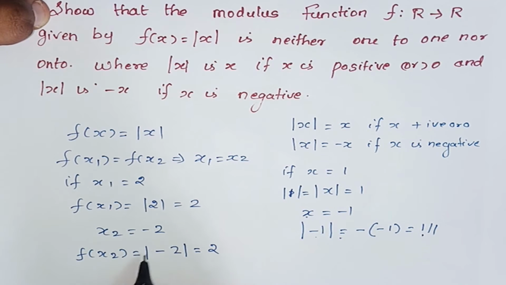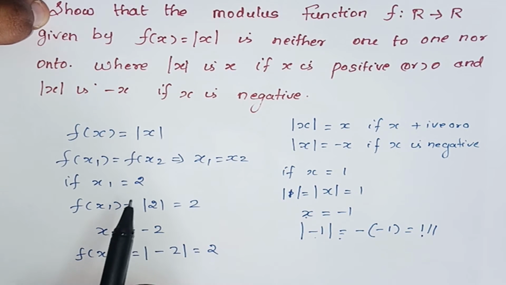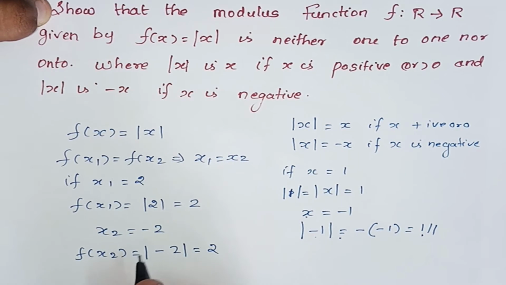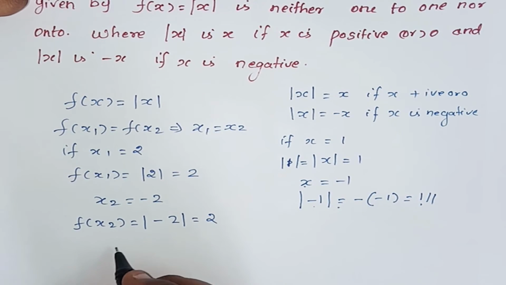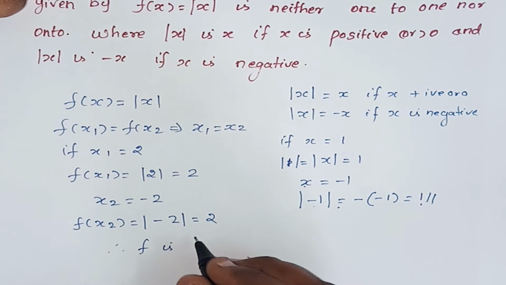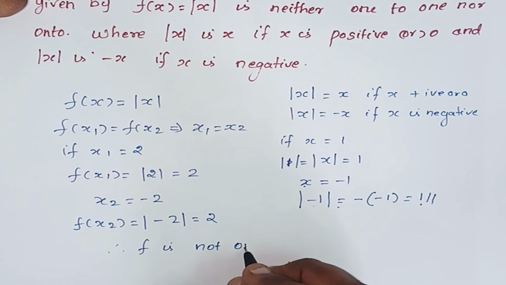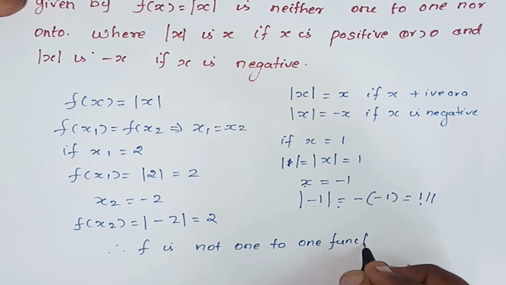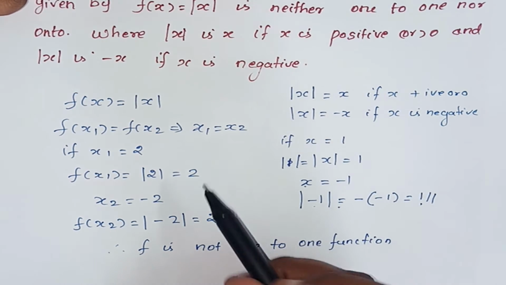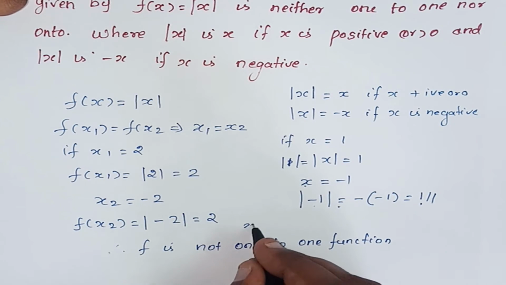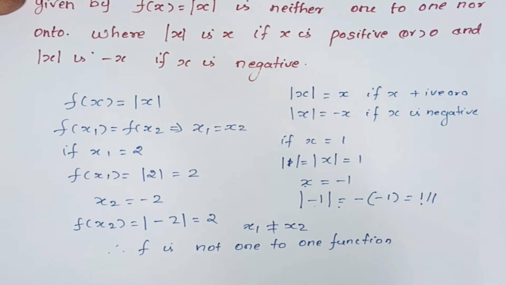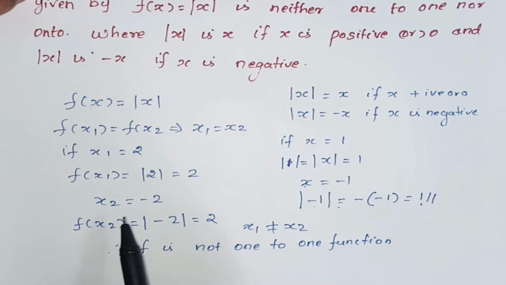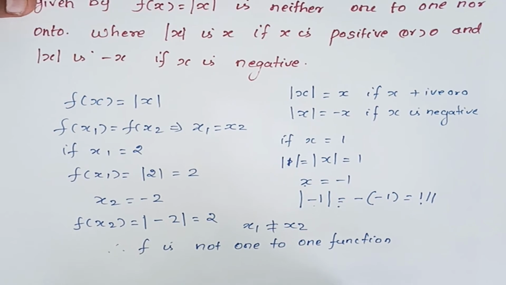So this is the property of modulus. So for different inputs, we are having one output. So this function is not one to one function, because x1 is not equal to x2. So for two inputs there is one output. So this function is not one to one function.